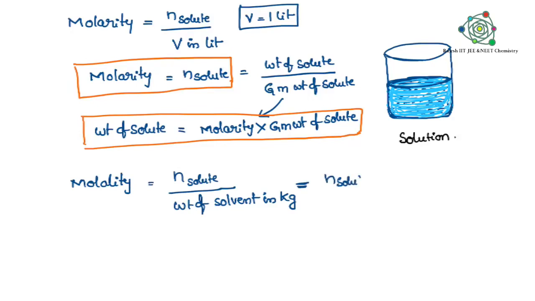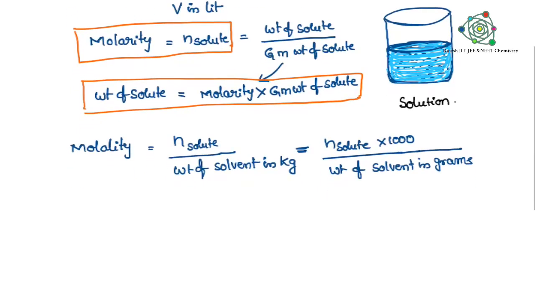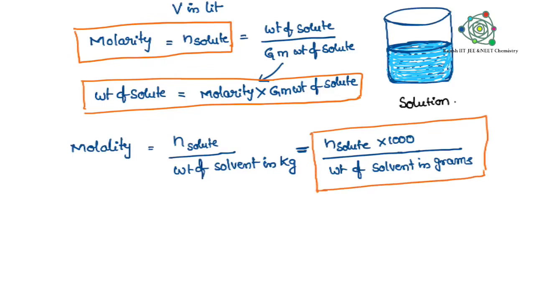Now here, see, number of moles of solute into 1000 by weight of solvent in grams. If you take grams, upside we need to take 1000. You know very well. So this is related to molality. So molality we are taking for this solution. Is it clear? Now this relation we are going to use. In this relation we need to find out weight of solvent in grams.